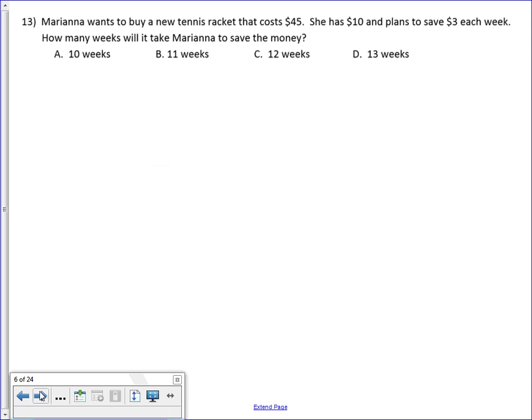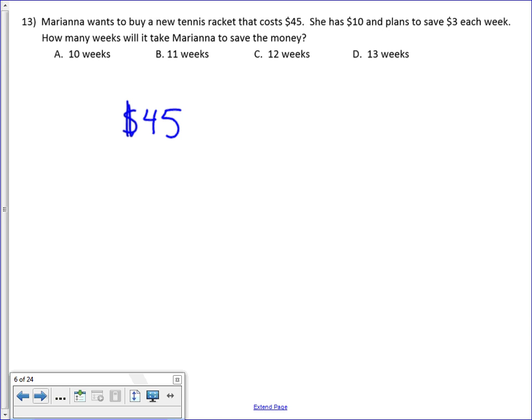I like x. Next one here, Mariana wants to buy a new tennis racket. It costs $45. All right, I'm going to write that down. $45. Whenever I see math or numbers in my word problem, I'm going to write it down. She has $10. Okay, so she already has $10, and she plans to save $3 each week. Okay, there's a couple ways I can solve this.